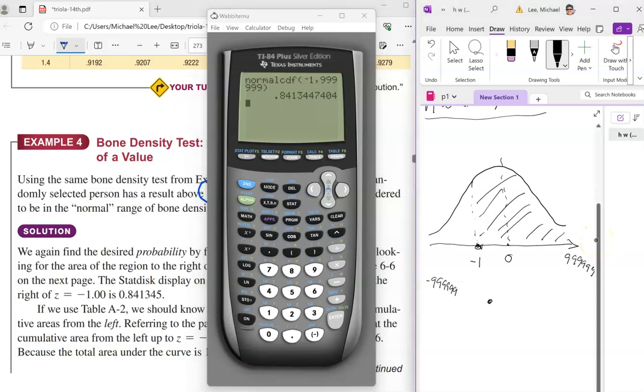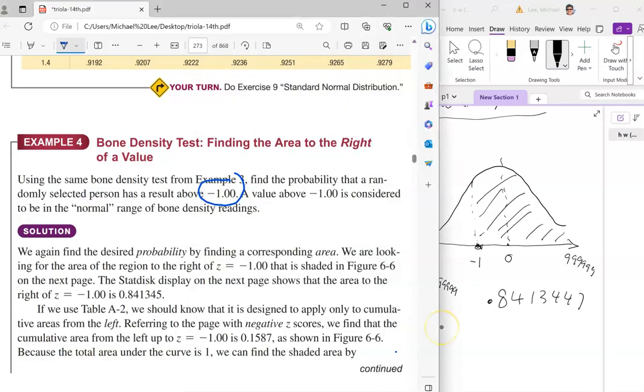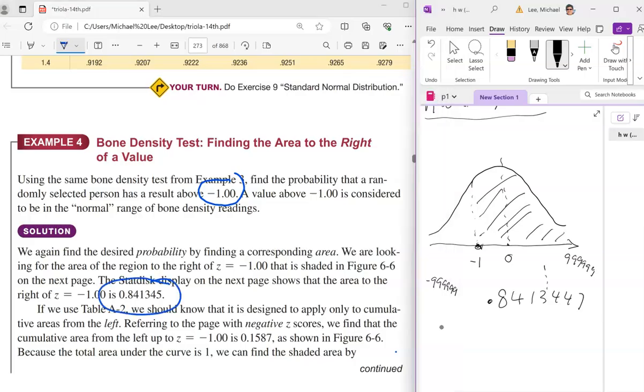So that area is 0.8413447. So just like the last time, when I take 4 numbers, it is 0.8413. Okay, so that's how they got that.